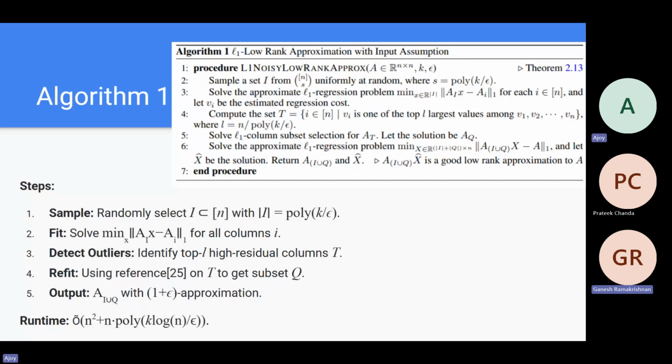What is reference 25? Reference 25 is given for the output generating the B matrix. Like we have collected the Q matrix, completing the formation of the matrix B, with weighted columns which have higher connectivity, higher relevance. It is given in a research paper, reference 25.